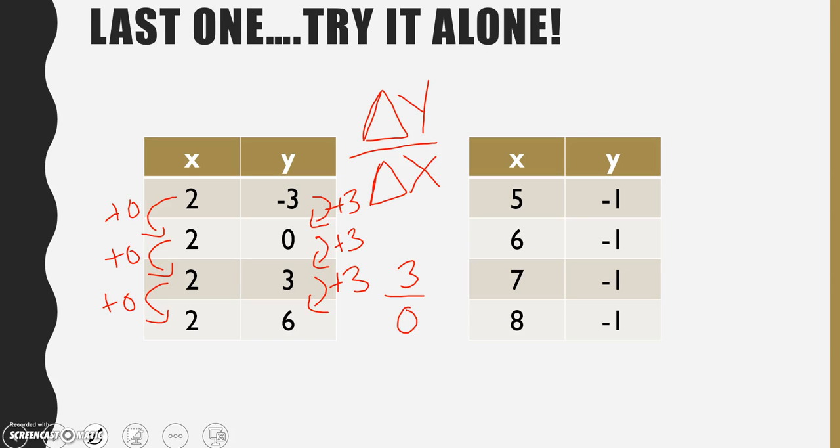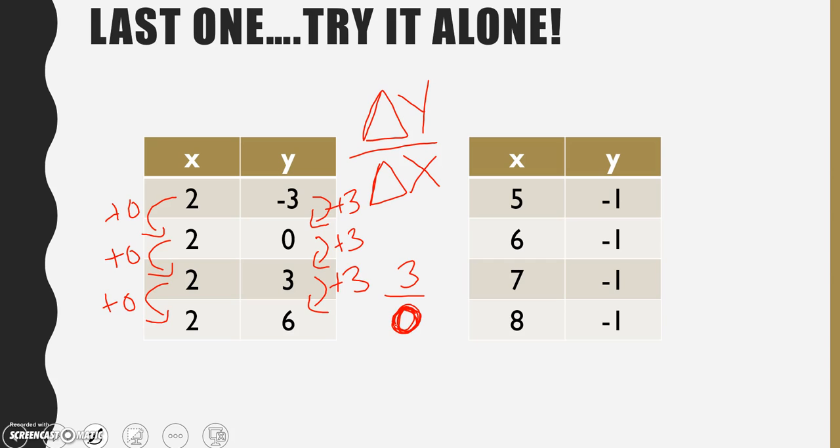Now, what is 3 divided by 0? For those of you saying 0, check again. Type 3 divided by 0 in your calculators. What do you get? You should get an error, because we are not allowed to divide by 0. That's a rule. All right? So when we're dividing by 0 here, you get an error. All right?